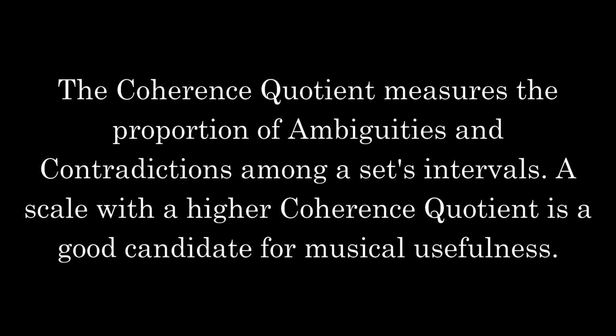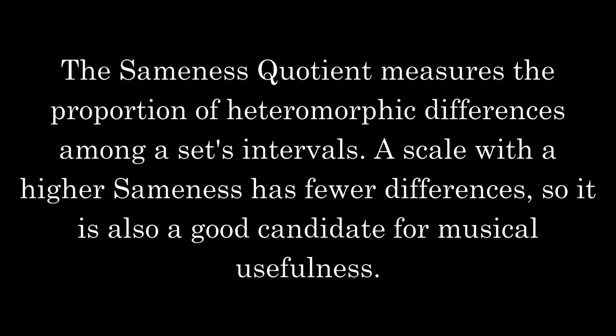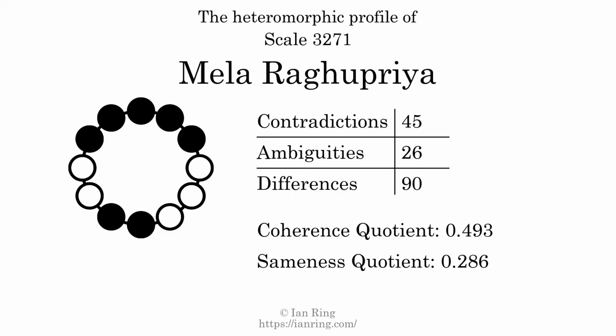The coherence quotient measures the proportion of ambiguities and contradictions among a set's intervals. A scale with a higher coherence quotient is a good candidate for musical usefulness. The coherence quotient is 0.493. The sameness quotient measures the proportion of heteromorphic differences among a set's intervals. A scale with a higher sameness has fewer differences, so it is also a good candidate for musical usefulness. The sameness quotient is 0.286.